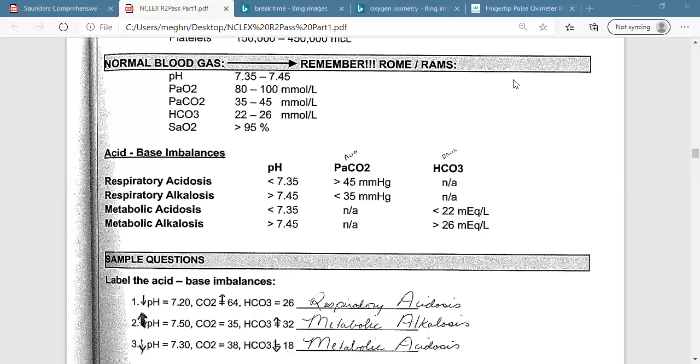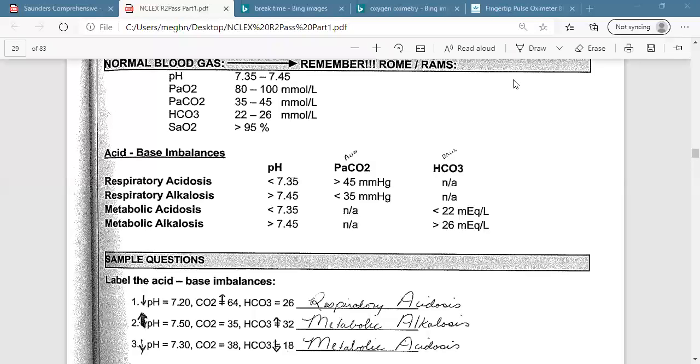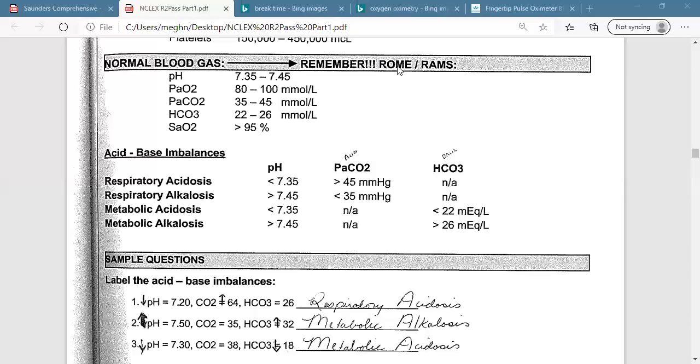And something important to remember here is called the ROME method. We are coming to it a little bit later.